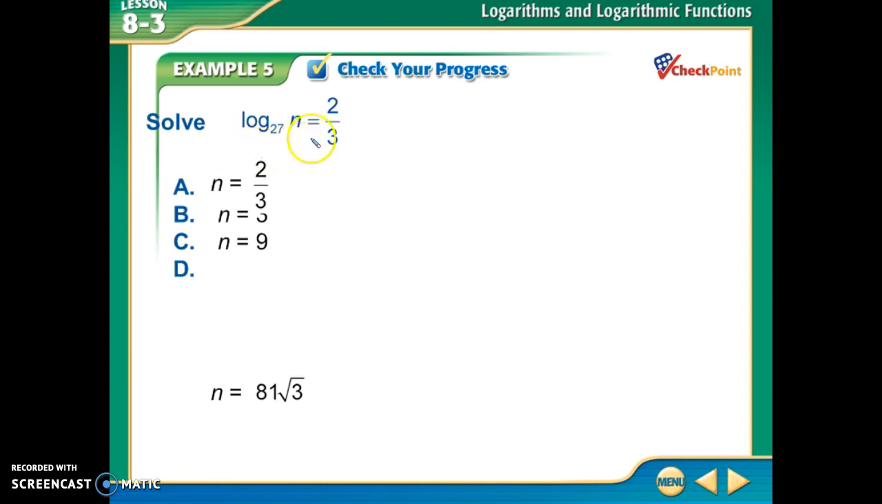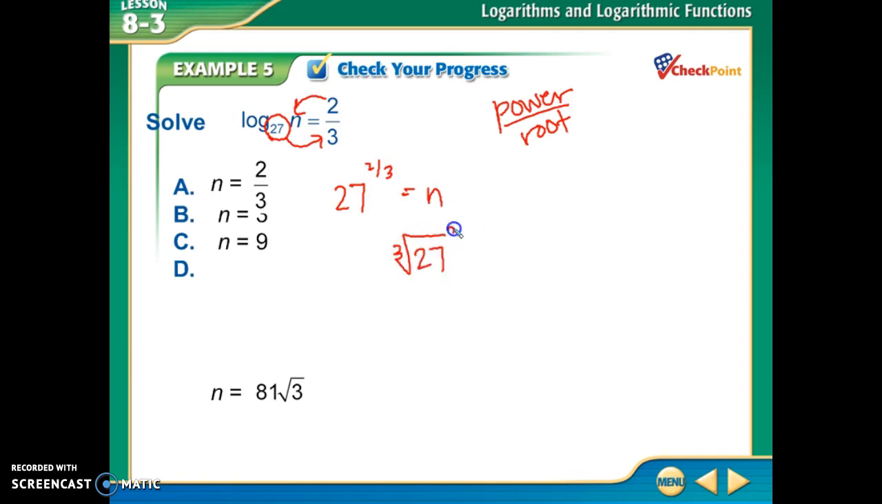Then same thing here, but now I'm looking for this one. So I'm just going to rewrite it in exponential form. My base is 27, around the world to the 2/3 equals n. Remember, rational exponents, power over root. So this is to the second power and a cube root. So the cube root of 27 to the second power, where the cube root of 27 is 3, and 3 to the second power is 9. So 9 equals n.